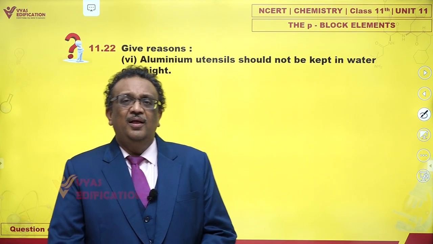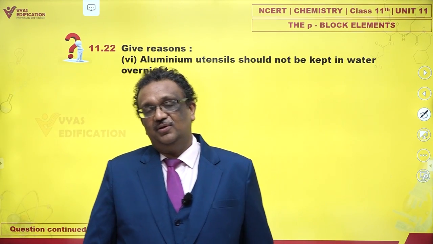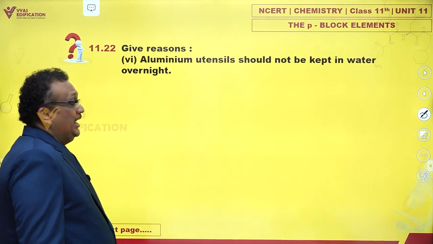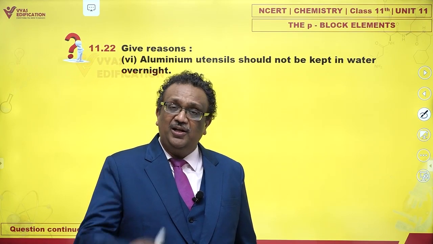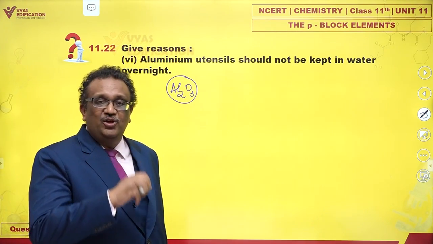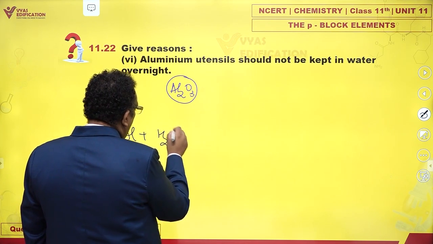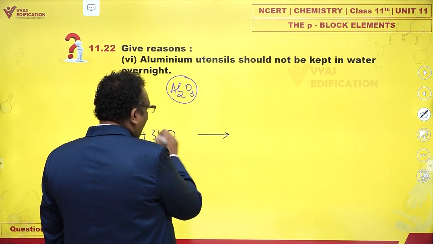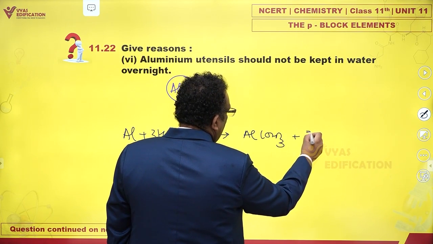Aluminium utensils should not be kept in water overnight. Why? Actually, aluminium can slowly react with water. What? Yes. If you make an amalgam of aluminium, it is very much capable of reacting very vigorously with water. Actually, what happens is, aluminium, if just left on its own, can slowly react with water to form aluminium hydroxide. It could liberate hydrogen.